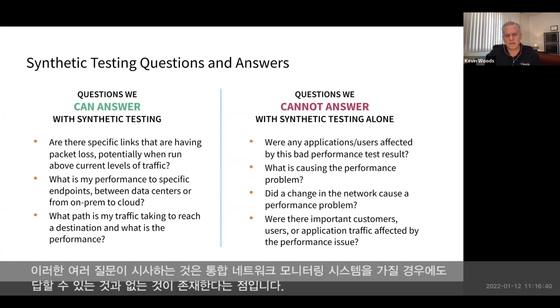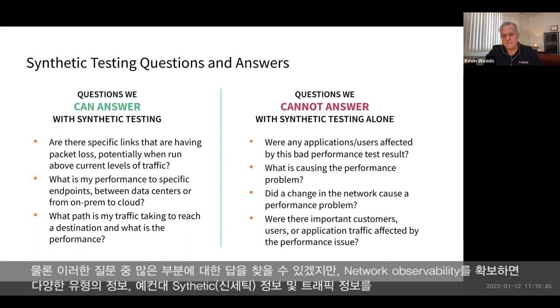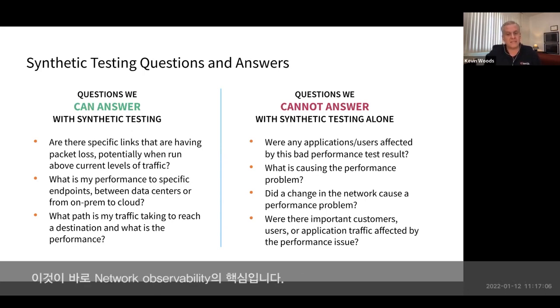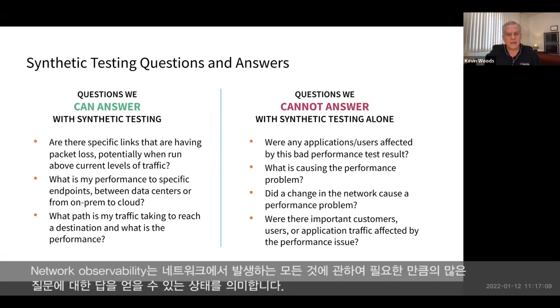So the point of these questions, what you can answer and what you can't answer, is if I just had single pane of glass, I could answer a lot of these questions. But with network observability, because I can correlate different types of information together, synthetic information and traffic information, for example, I can ask and get answers to a broader range of questions. And that's the point of network observability. It's being able to answer as many questions as you need to answer about what's going on in your network.